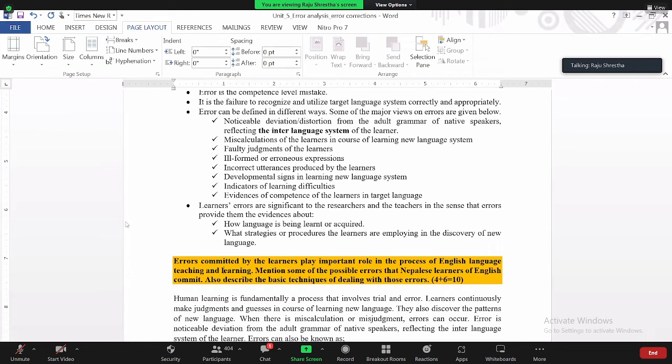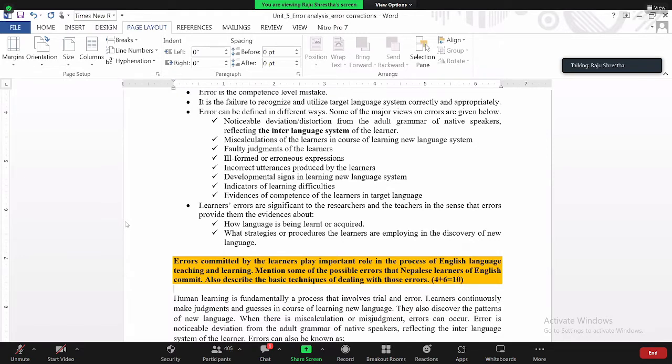A question: errors committed. Errors committed by the learners play important role in the process of English language teaching and learning. Mention some of possible errors that Nepalese learners of English commit or produce. Also describe the basic techniques of dealing with those errors. Techniques of dealing with errors, we have to look at.